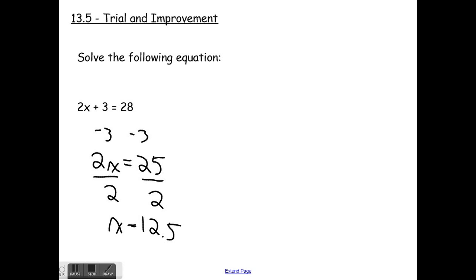So, that's how we solve an equation, right? We do opposite operations, find a value for x.